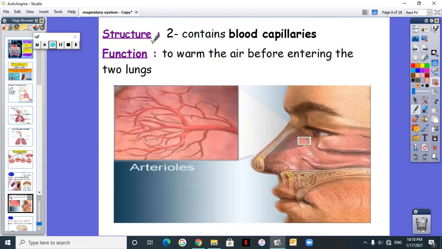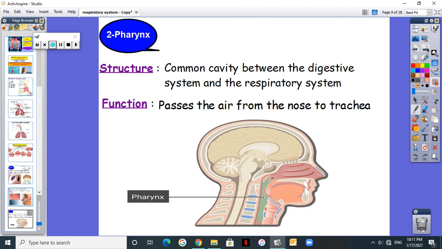And we learned that the nose contains blood capillaries. What is the function of the blood capillaries? To warm the air before entering the two lungs. Okay, and the pharynx is a common cavity between the digestive system and the respiratory system, and its function is to pass the air from the nose to the trachea.